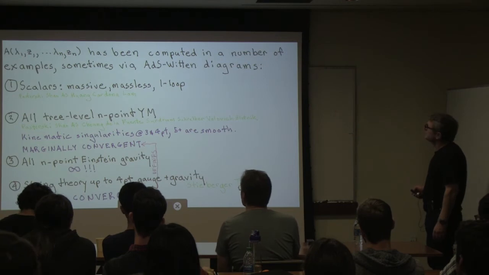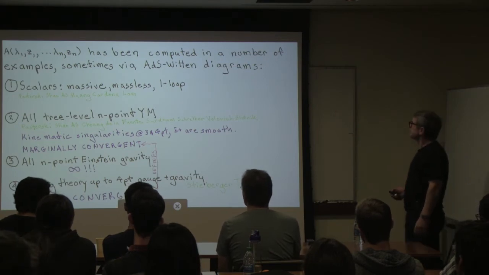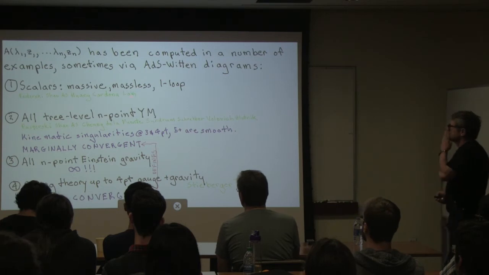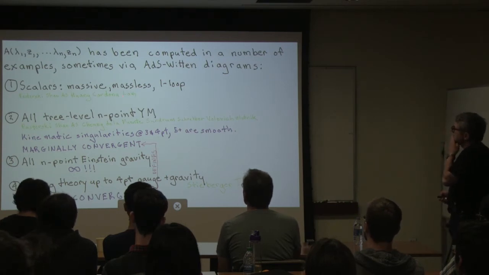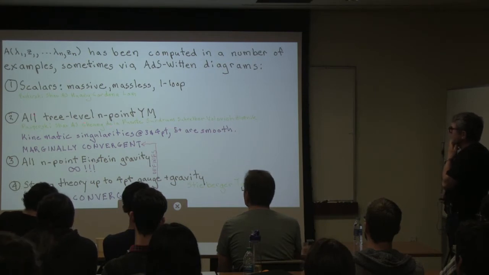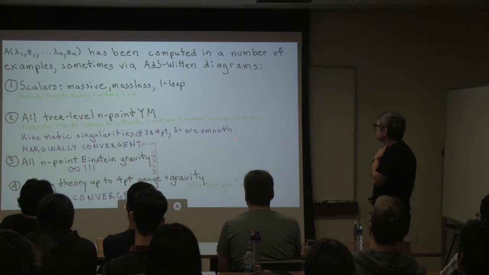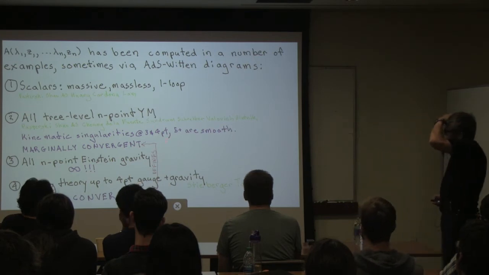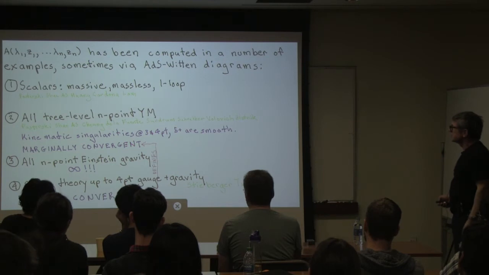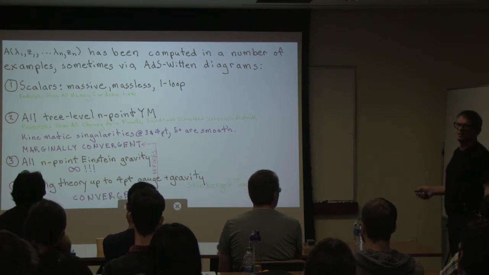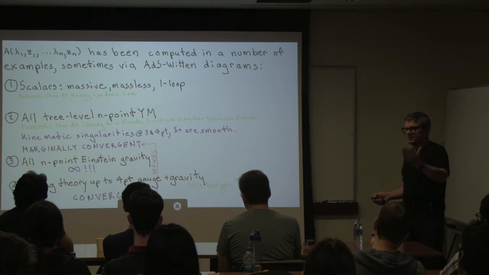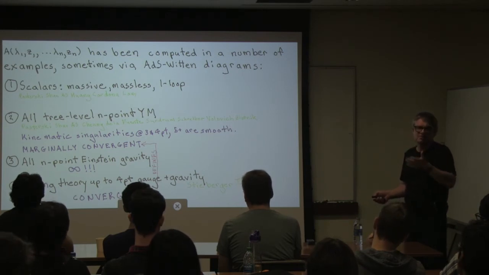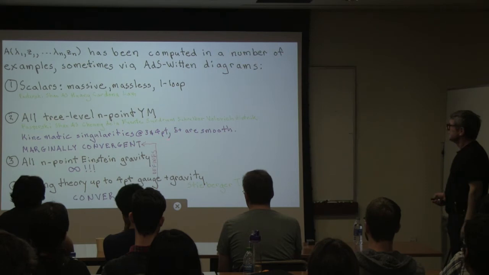Okay, so these amplitudes have been computed in a number of examples, for scalars, all the n-point functions. One of the interesting things that wasn't noticed so much about the tree-level n-point functions in Yang-Mills theory is that they're actually marginally convergent. The integral over omega is just marginally convergent in the UV, and there's a natural way to define it.